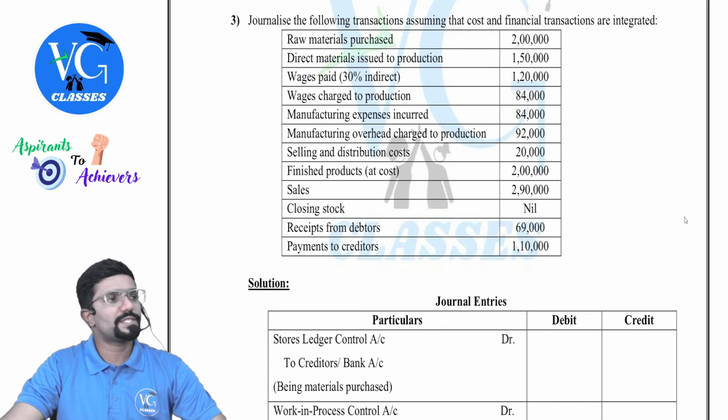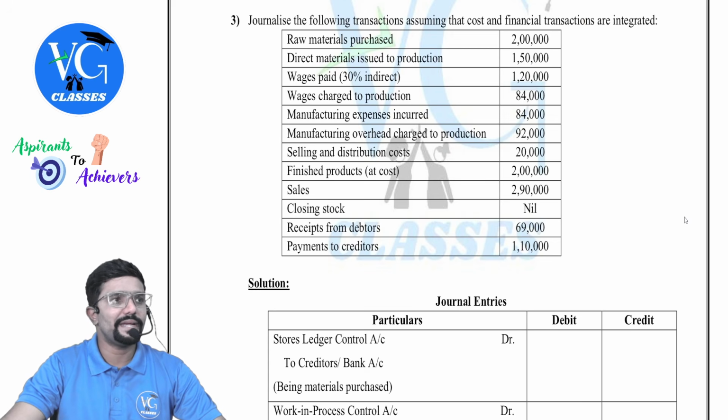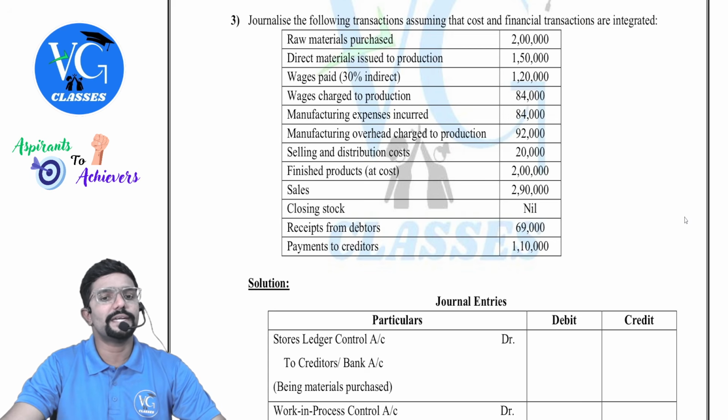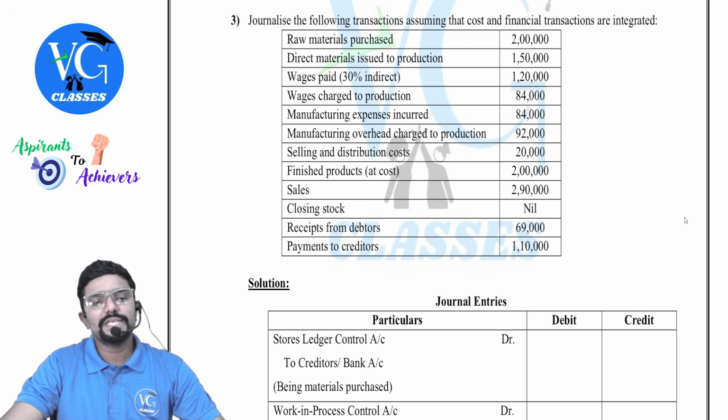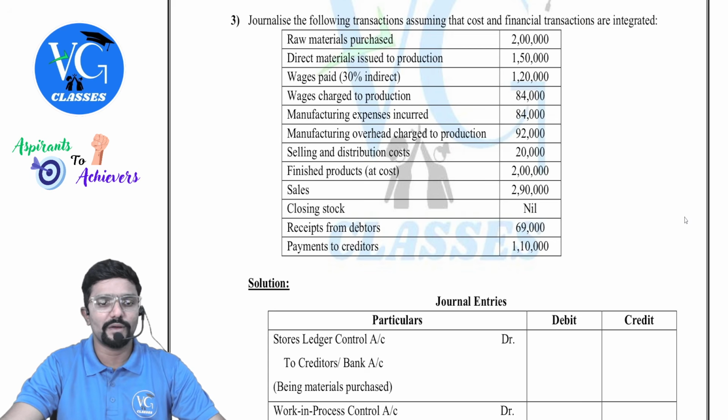Raw material purchased 2 lakh. Direct material issued to production 1,50,000. Wages paid 1,20,000. In that 30% is indirect, it seems. Remaining 70% is direct. Wages charged to production 84,000. Manufacturing expenses incurred 84,000. Manufacturing overhead charged to production 92,000. Selling and distribution cost 20,000.